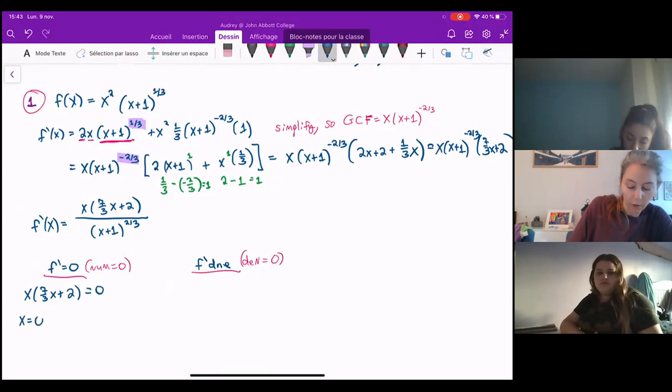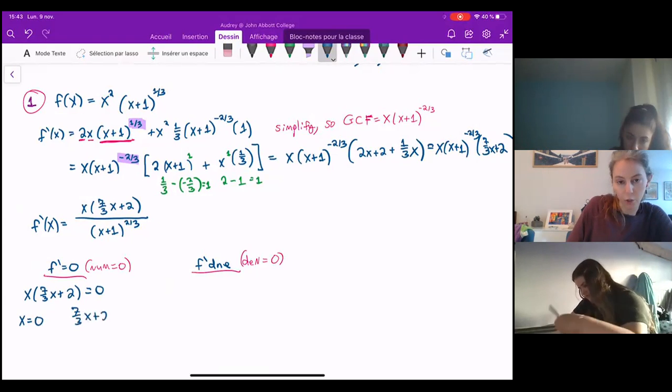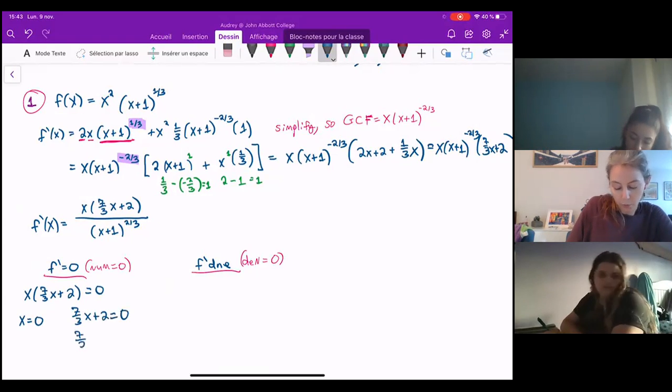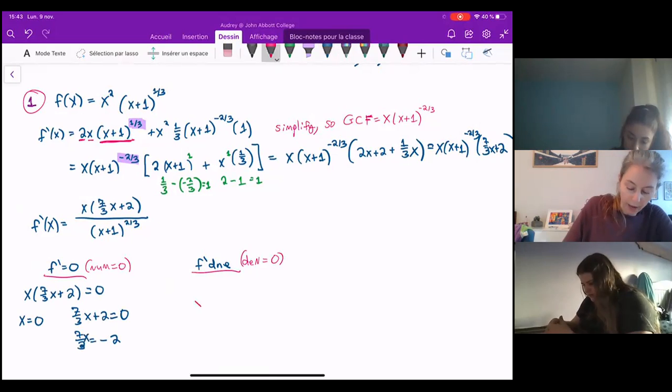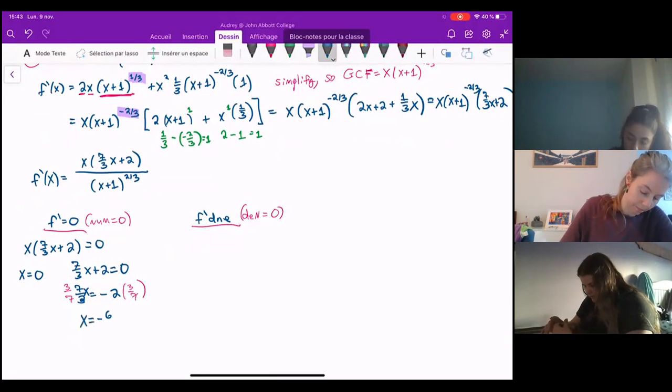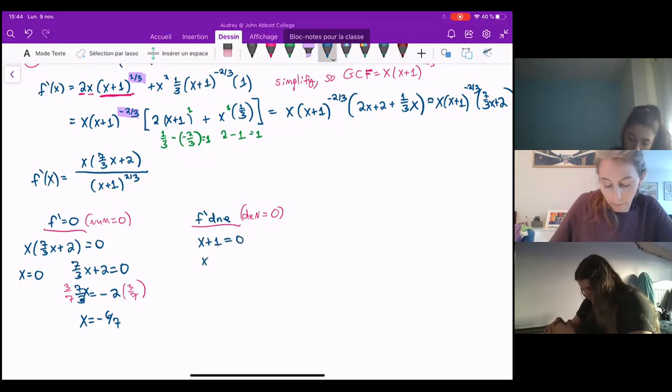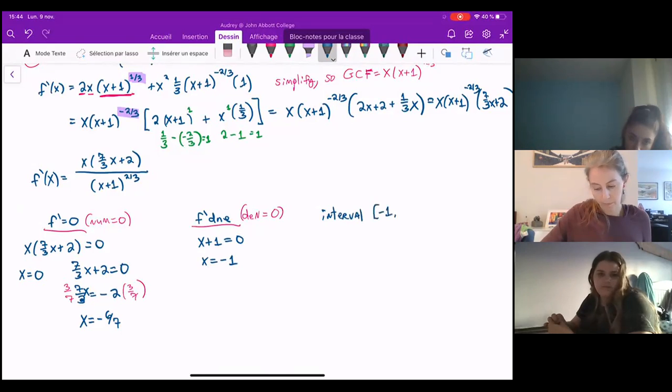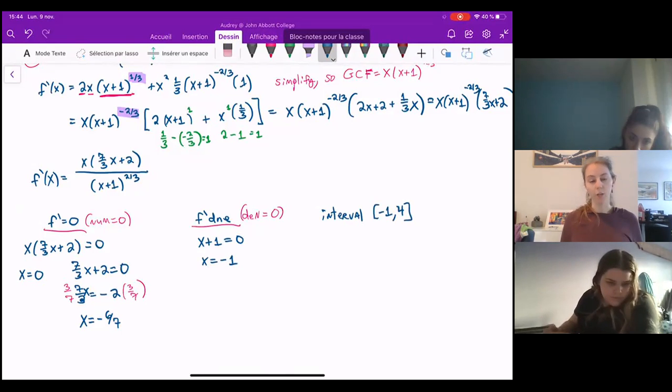So here I get x equals 0, and here I have 7/3 x plus 2 equals 0. I bring that 2 to the other side, and then I multiply both sides by 3/7 to get x is equal to negative 6/7. And then for the does not exist side, that's when I'm setting the denominator equal to 0 to get negative 1. Are any of those not on my interval?